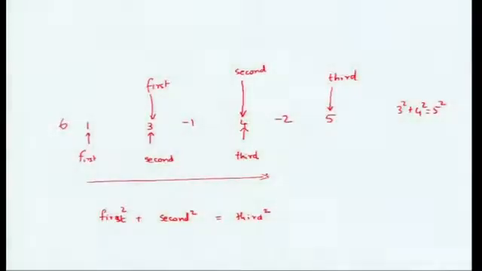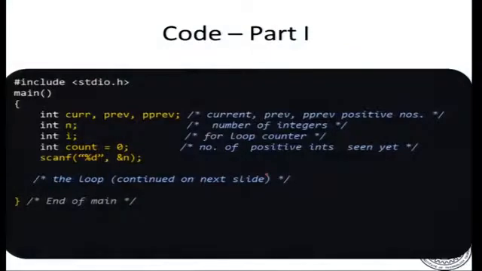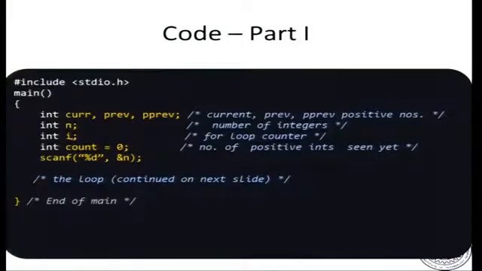So this is the method of programming this. Let's try to code this up. So we will write the code as follows. We need 3 variables, the current number, the previous number, and the previous to previous number. Currently we will leave all of them undefined. N is the number of integers to read. I is, we will eventually write a loop. So for the for loop we need a counter. So I will basically count from 1 to n to ensure that n numbers have been read.